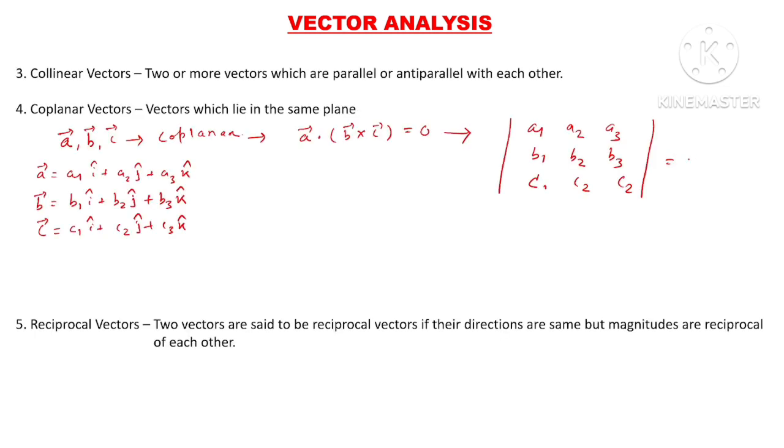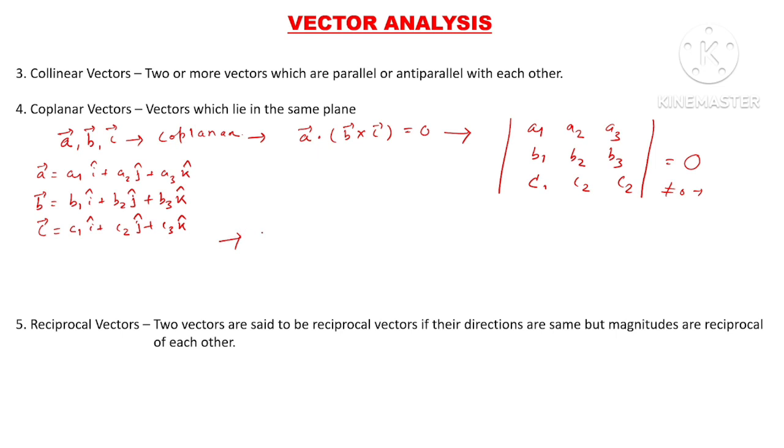Sorry. This determinant will be 0. Then only it will be called coplanar. If this is not equal to 0, then these three vectors don't lie in a plane. Now the point is, from quantum mechanics, you must be aware of basis vectors.